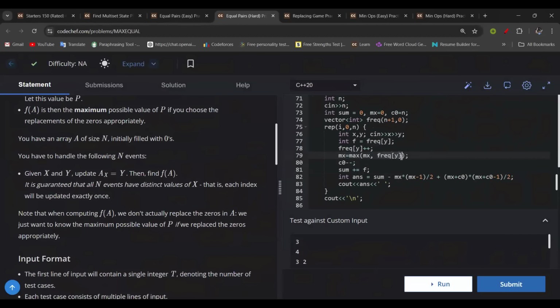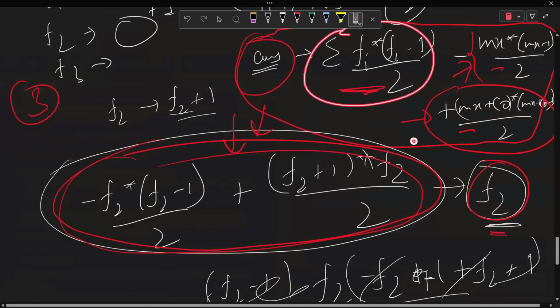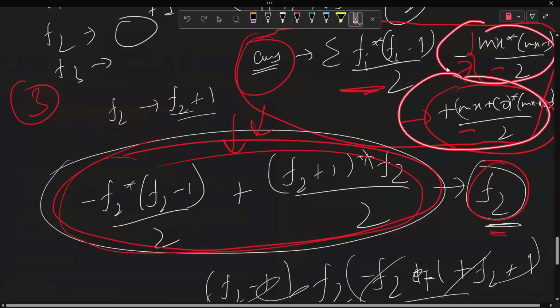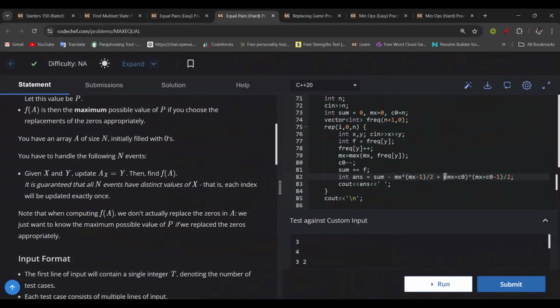And I'm updating my max by mx equal to max of mx comma frequency of y. So the frequency of this y is increasing, so there is a chance this becomes my new maximum frequency. So I would update my mx, and I would decrease the frequency of my c0 by 1. So by doing these three things, I have updated my three states. Now I can write my final answer as this sum, minus mx into mx minus 1 by 2, plus this thing. So this way I'm calculating my answer and cout the answer for every case.